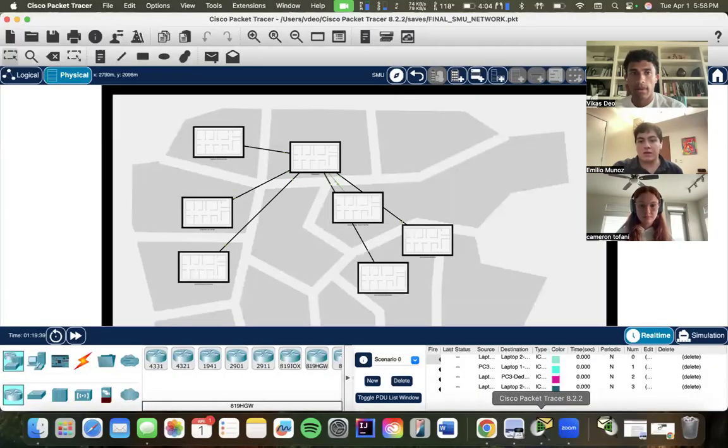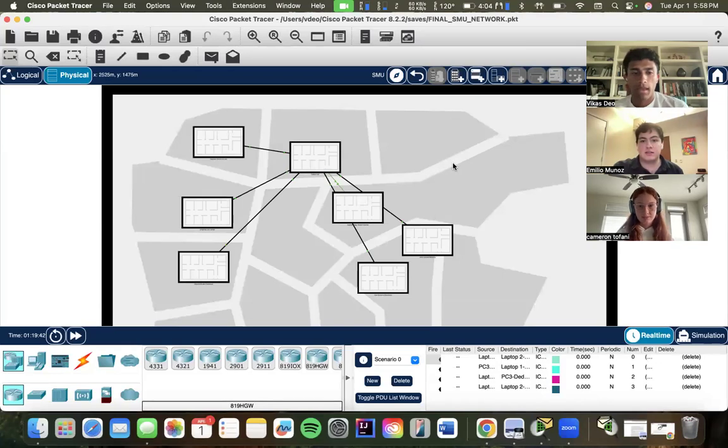Yeah, just to piggyback off what Amelia said, I'll go over and show the physical view in a little bit. Let me share my screen. One quick note on the addressing scheme. I'll share my screen first. Can you guys see it?